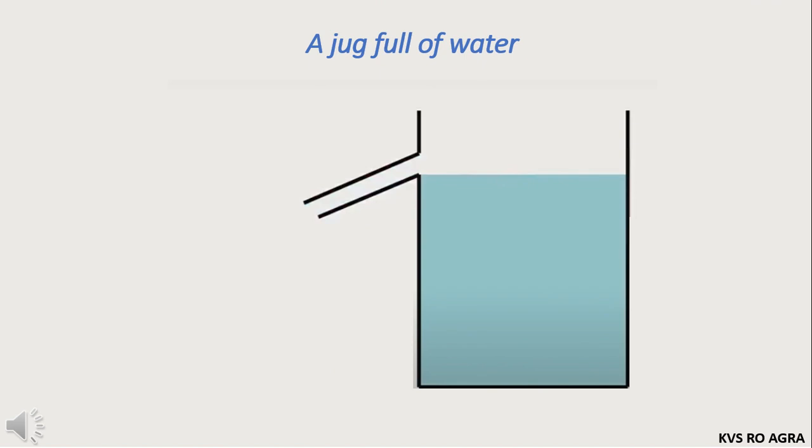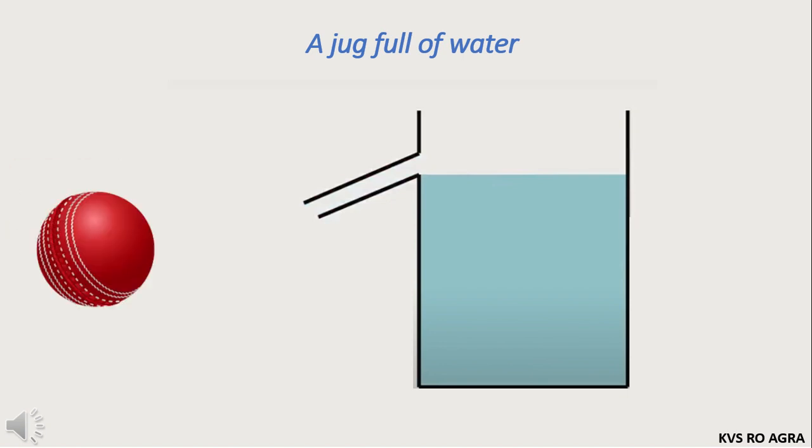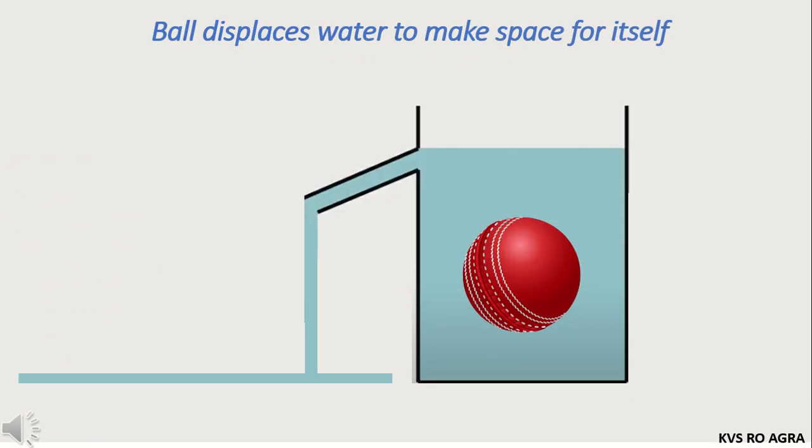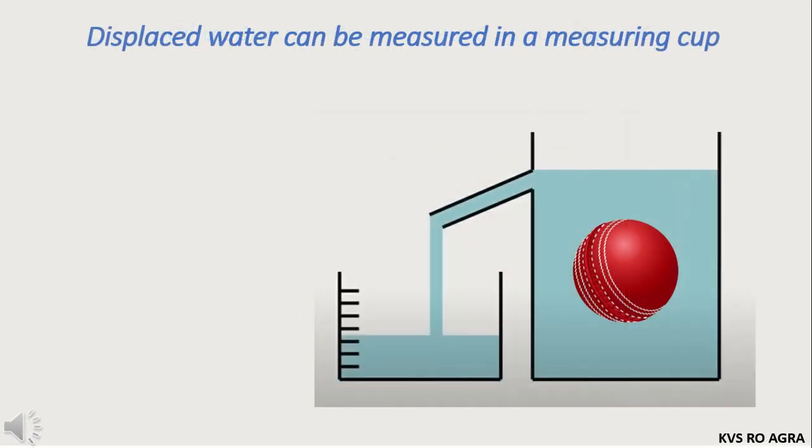Children, now you see there is a jug full of water and here is a ball. If we try to submerge the ball in the water, what would happen? The water will overflow from the jug as the ball would try to make some space for itself inside the jug. Correct, children? Now, how much space did the ball take? It is equal to the amount of water displaced.